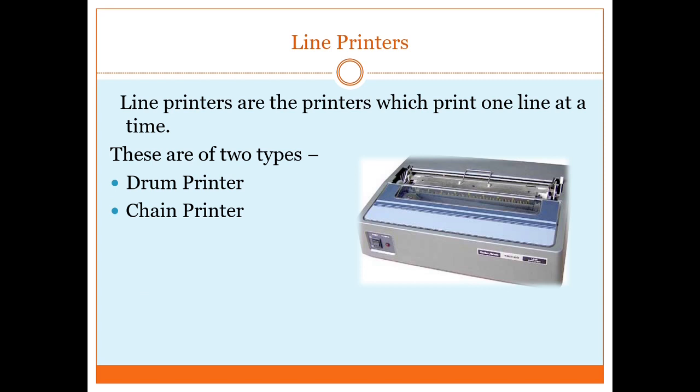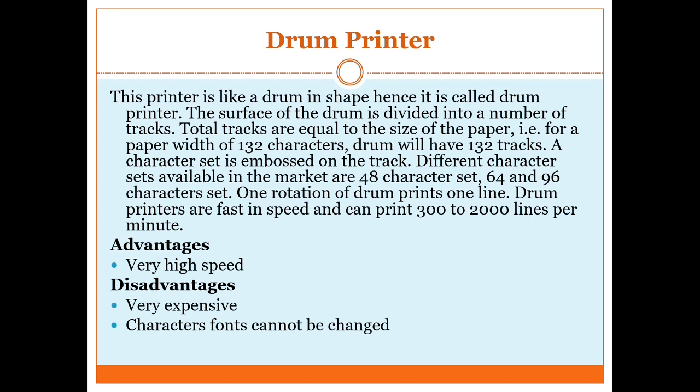Line printers. Line printers are the printers which print one line at a time. These are further divided into two types, drum printers and chain printers. What are the drum printers? The printer is like a drum in shape, hence it is called the drum printer.